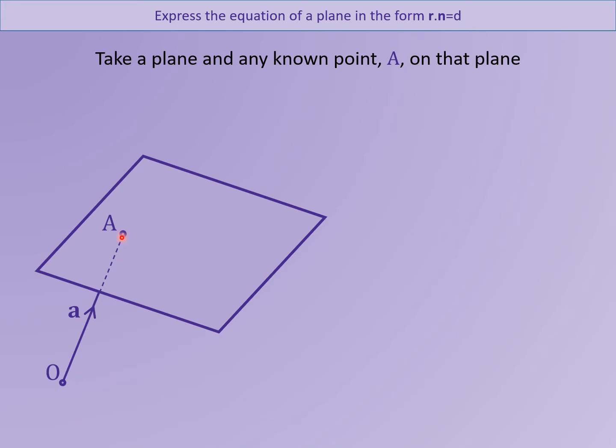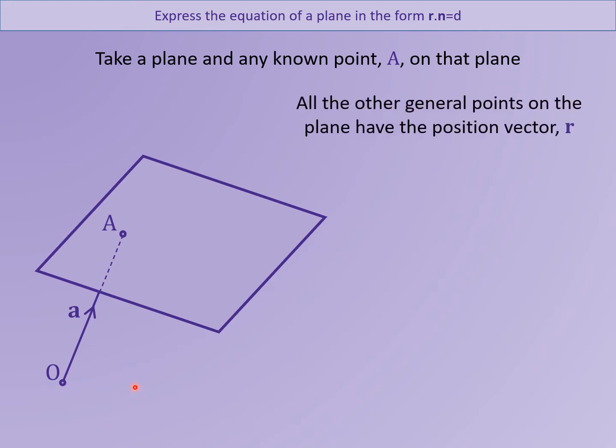And to get to that point A, I can go from the origin and I could use the vector A to get to that known point. Okay, so if the known point had the coordinates 1, 3, 6, the vector A would be 1, 3, 6, drawn as a column vector.